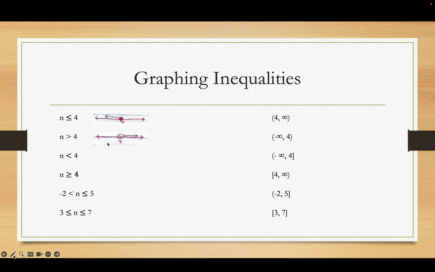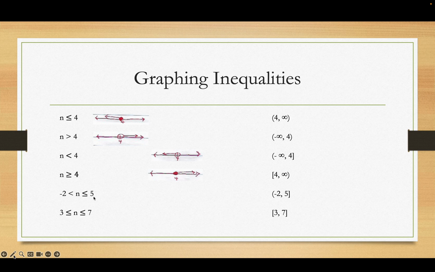Next one. N is greater than or equal to 4 or greater than 4. Ignore these bracket notations on the right. We're just doing the graph on this one. N is greater than 4 graphed. N is less than 4 graphed. N is greater than or equal to 4 graphed.